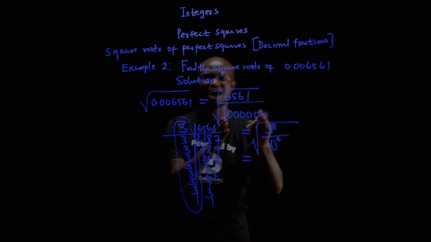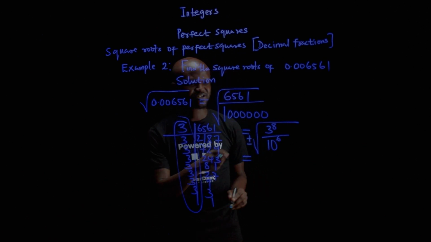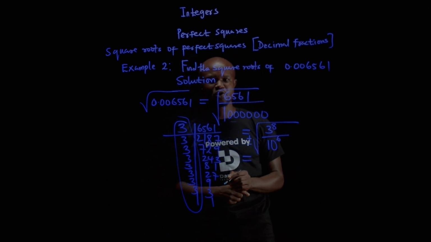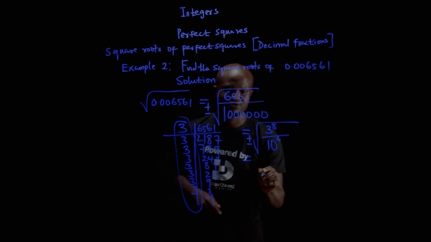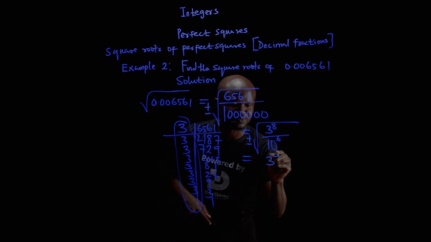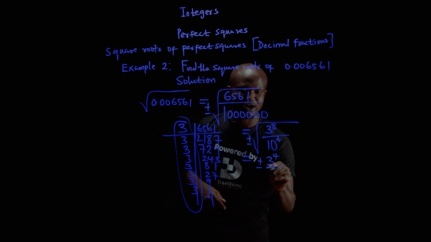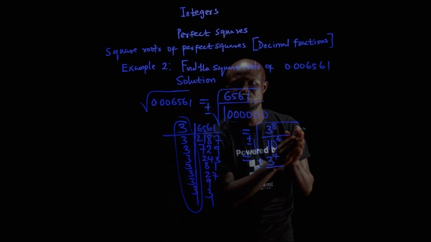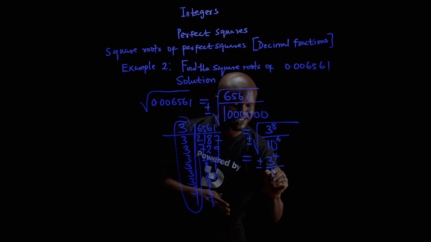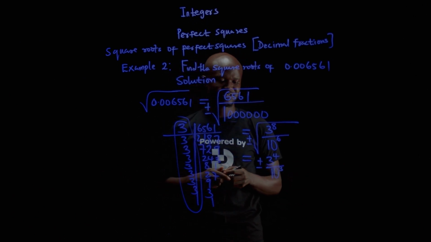4. It means square root of 3 raised to power 8. Don't forget your plus and minus. Square root of 3 raised to power 8 will give us what? It's going to give us 3 raised to power what? 4. So we have 3 raised to power 4 plus or minus. Then divide by what? 10 raised to power 6. 6 divided by 2. What do we have? 3. So we have 10 raised to power 3 as the square root of 10 raised to power 6.